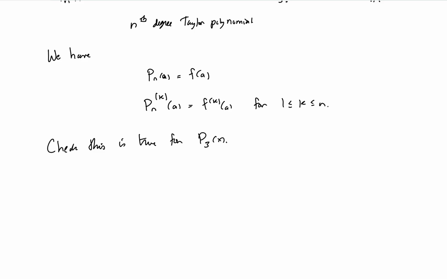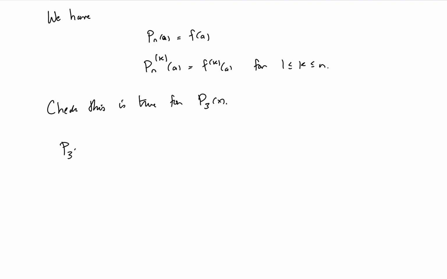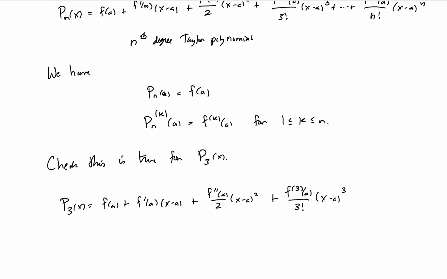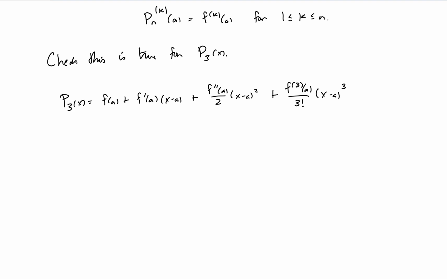Okay, so we'll check it satisfies these conditions. So recall here P3 of x would be f of a plus f prime of a times x minus a plus the second derivative over 2 times x minus a squared plus the third derivative over 3 factorial times x minus a cubed. We're just cutting off there at the 3 because we want the degree 3 polynomial. And so now let's check. Notice if we take P3 of a, all of these terms coming from here to here have an a minus a in them. So those will all be 0. So this is just f of a.